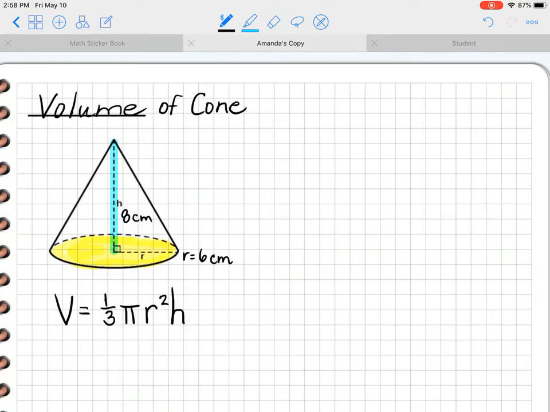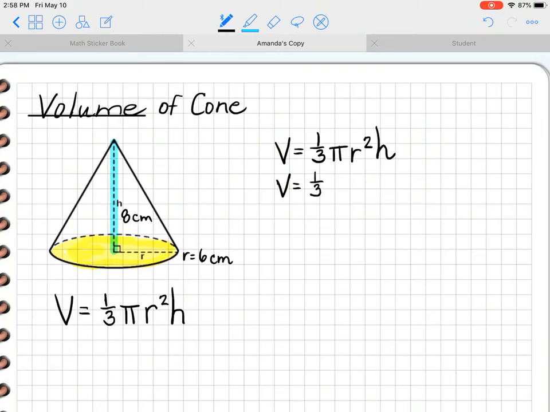So the formula, I thought I wrote it. Oh, I did. Right there it is. I knew I saw it. Volume equals 1/3 pi, because there's a circle, r squared h. And we can do this. It's not the easiest one in the world, but just take your time.